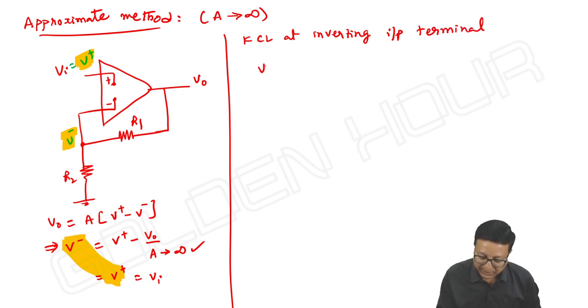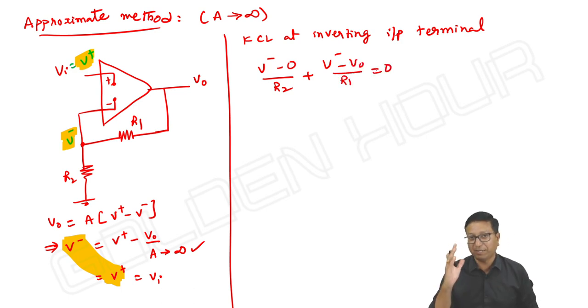So what do we get? It is V minus minus 0 by R2. I'm not changing my procedure. I don't want to confuse the students with n number of procedures. The procedure or the methodology I adopt is universal. 95 to 99% of the problems can be solved with the analysis I do. Same analysis I do.